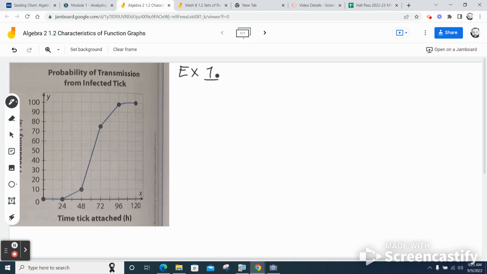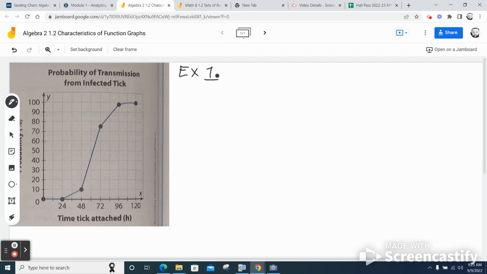During the first 24 hours, the probability is 0%. During the next 3 24-hour periods, the rate of change in the probability is always positive, but is much greater in the middle than the other 2 periods. After 96 hours, the probability is almost 100%. Sketch the graph, and that's what I have written here that represents that.